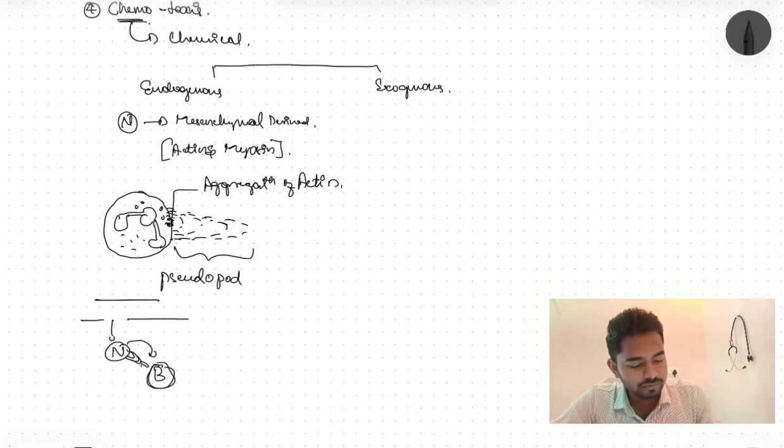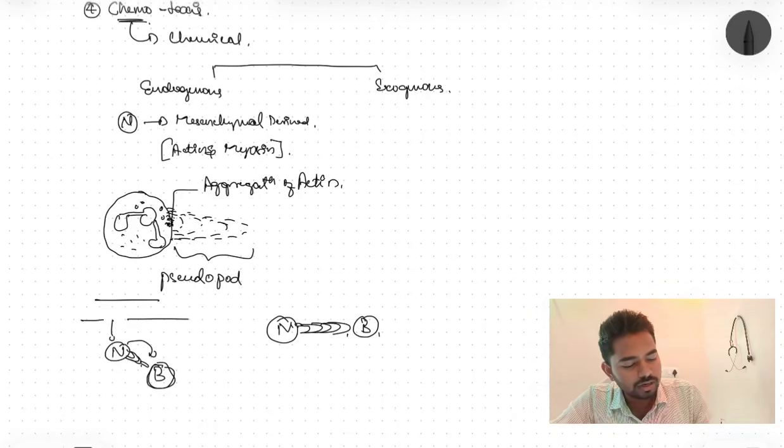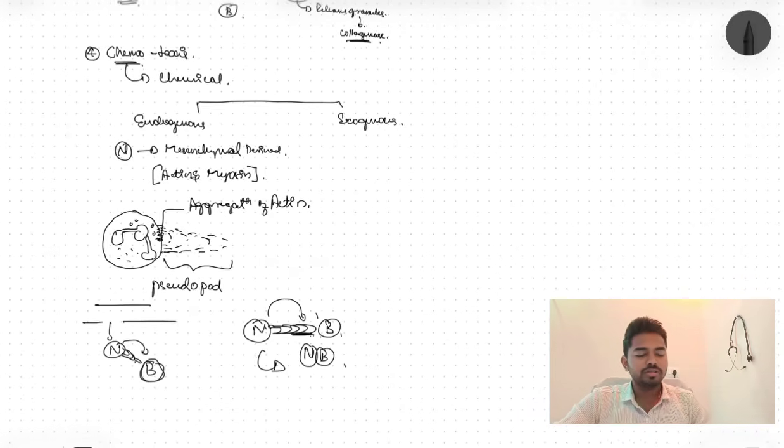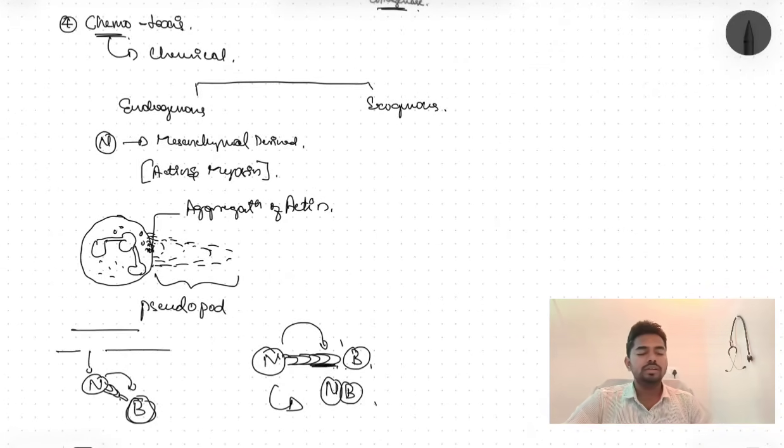See, previously neutrophil was here, bacteria was here. It is protracted and reached bacteria. Then as soon as pseudopod reaches bacteria, it will retract neutrophil and neutrophil comes here. This is endogenous because it is inside the cell, right? Actin and myosin, which is inside the neutrophil.